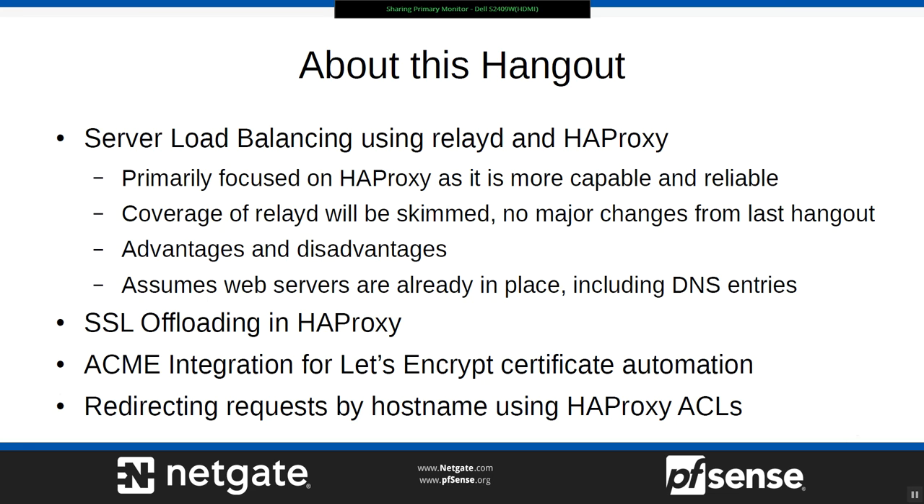We'll go over the advantages and disadvantages of them. I'm going to assume you've already got web servers in place and your DNS server entries and everything ready to go. You just need to do the firewall portion of it. I'm also going to go over how to do SSL offloading in HAProxy, just the basics of it, and how you could work the ACME package in there for Let's Encrypt certificate automation and integration with HAProxy for SSL offloading. And we'll go over a bit about how to use HAProxy ACLs to redirect requests by hostname, how you use those ACLs and some cool things you can do with them.